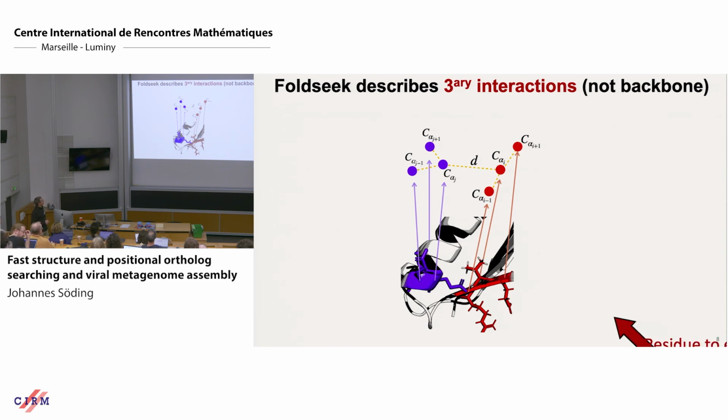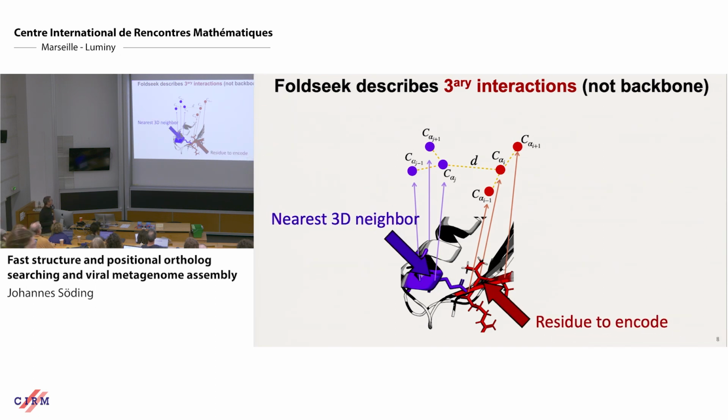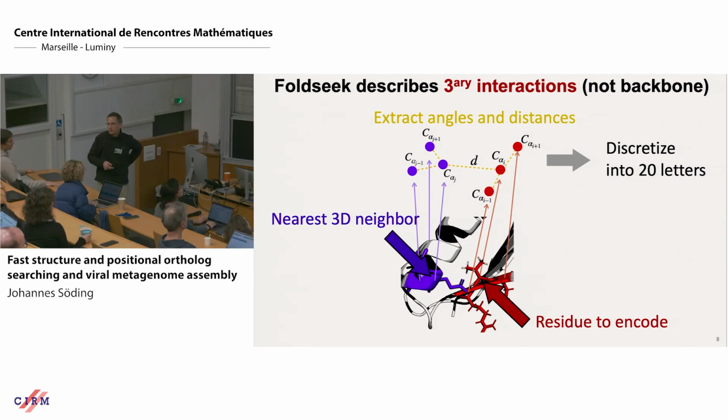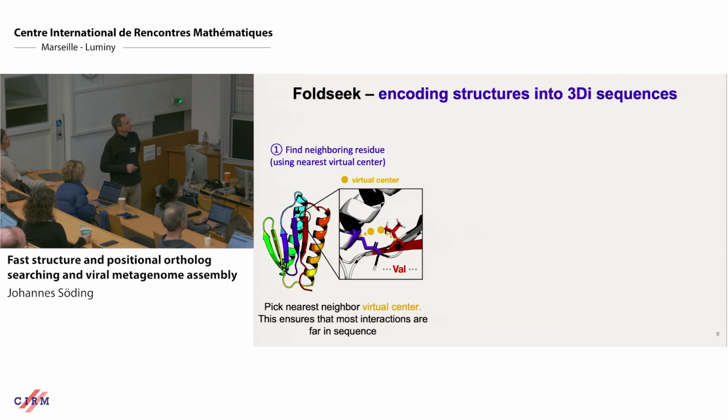And so you can describe them with angles and distances. That gives you something like 10 dimensions or so. And then in principle, you can use k-means clustering and cluster these 10-dimensional vectors, and then you have an alphabet. And this we did, of course, but actually it turned out that it can be improved drastically in two ways.